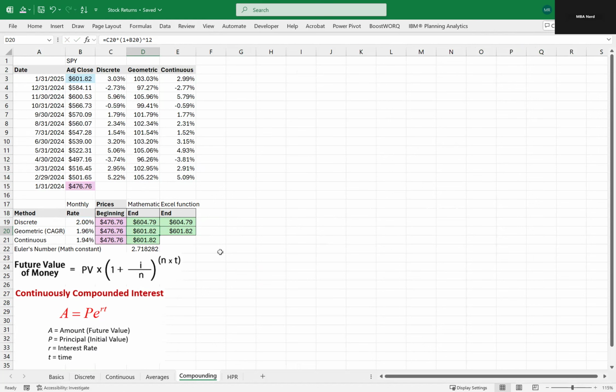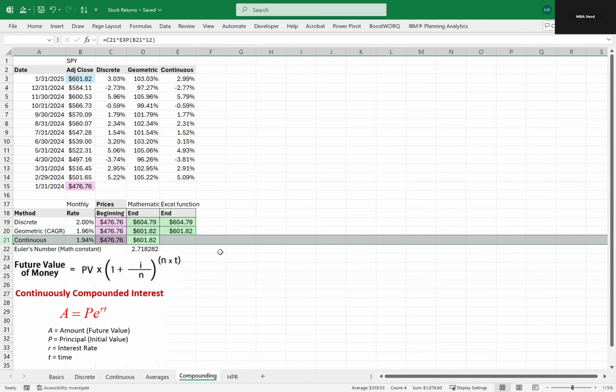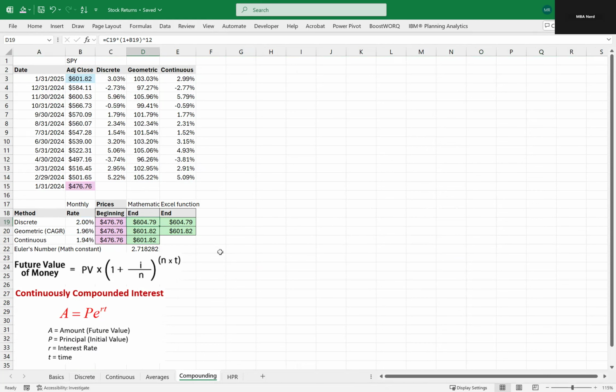Something cool that I think goes along with this continuous compounding has to do with the number of compounding periods within a year, right? So we're kind of talking about monthly compounding periods. So every month you compound the rate of return. But in this continuous scenario, it literally means that it's continuously compounded.